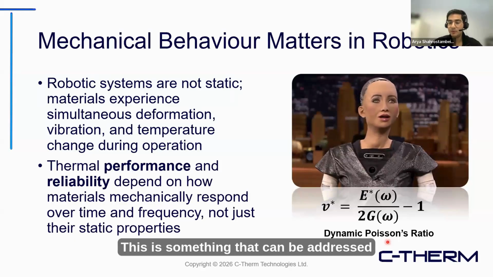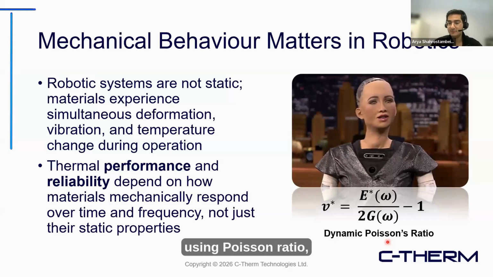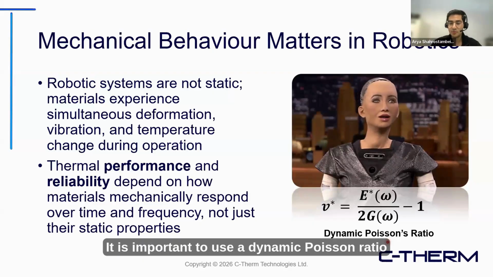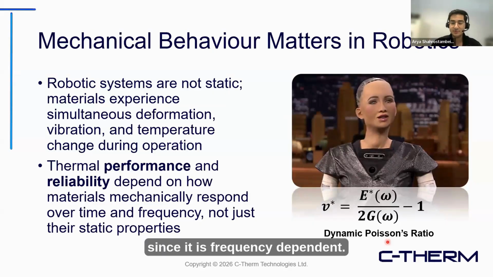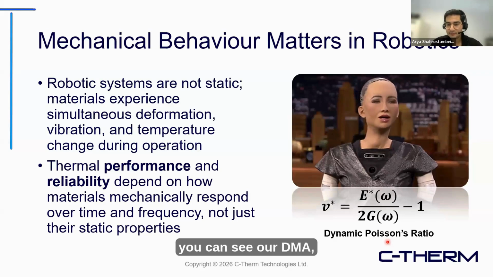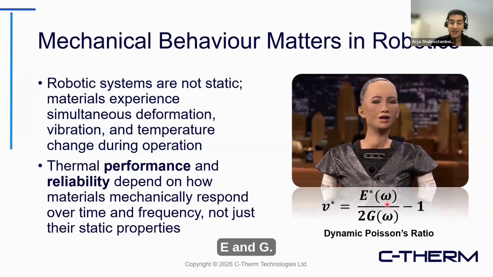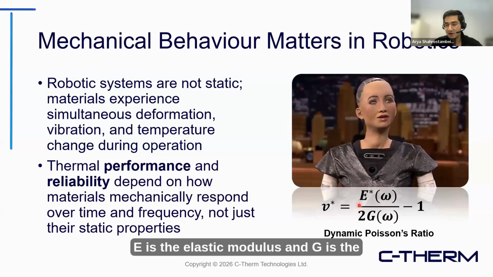This is something that can be addressed using Poisson ratio. Specifically for dynamic applications, it is important to use a dynamic Poisson ratio since it is frequency dependent. In this slide, you can see our DMA, or dynamic mechanical analysis, can give us the results for modulus. We have it in two different demonstrations here, E and G. E is the elastic modulus, and G is the shear modulus for the material.